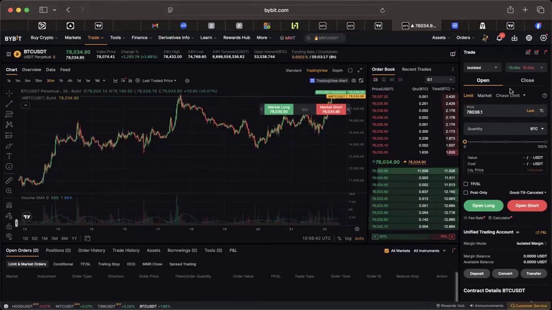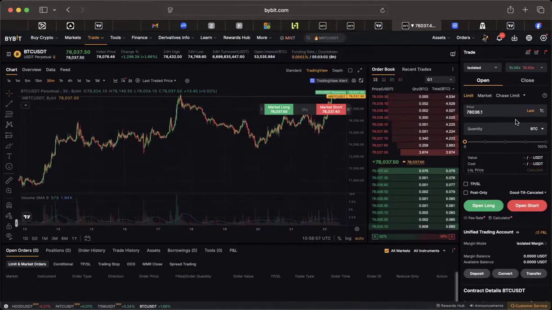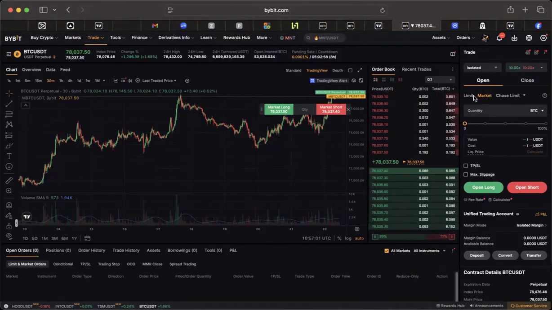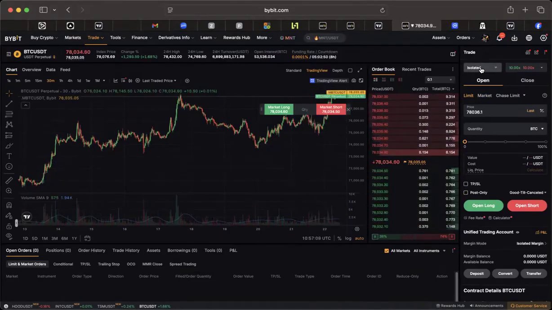That means you're going to have either isolated or cross. There's a portfolio option, and we're going to do training about that. Isolated is recommended for beginners, because you expose only a certain amount of your money into the market. So how do you go about it? First of all, you have to set the parameter to isolated.